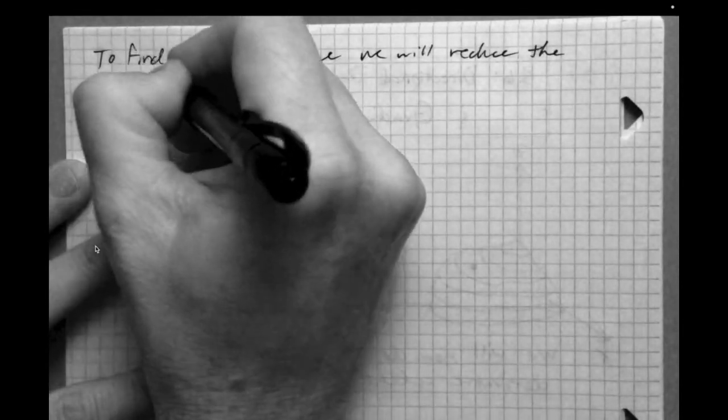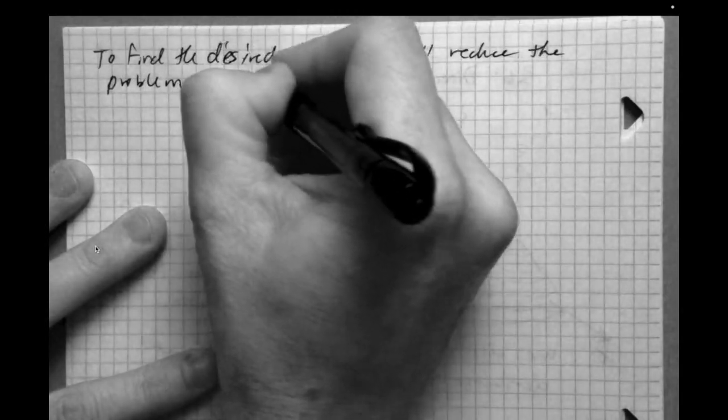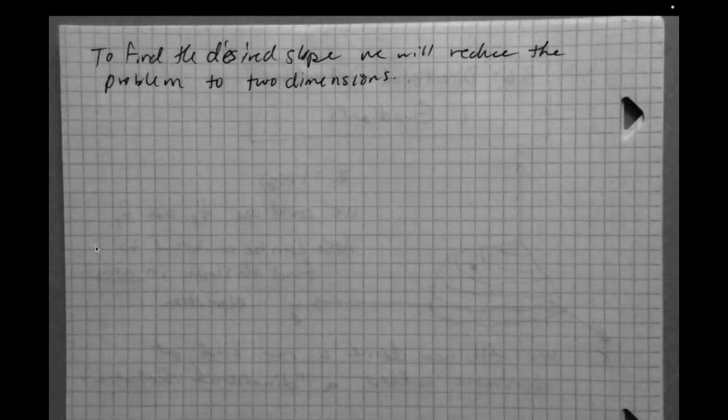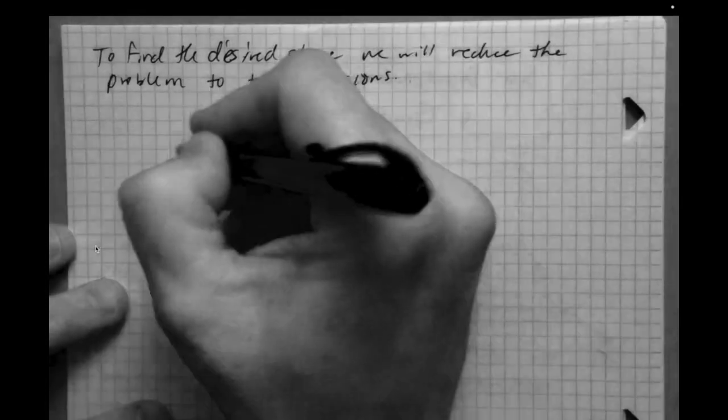We're going to reduce the problem to 2 dimensions. Okay, and how are we going to do that? Well, what we're going to do is intersect the surface with a vertical plane. This vertical plane is going to pass through the point of interest and is going to be parallel to our direction vector, right? So let's draw a picture here.